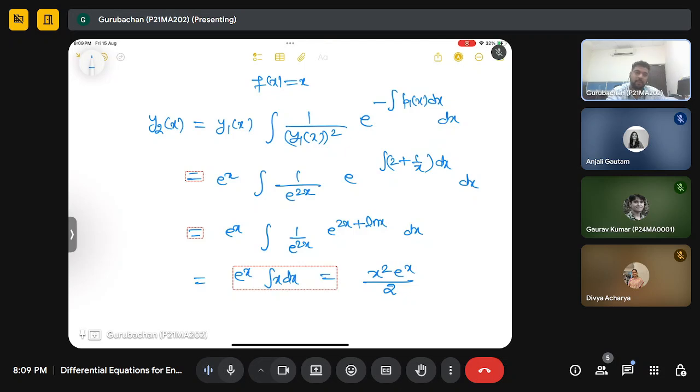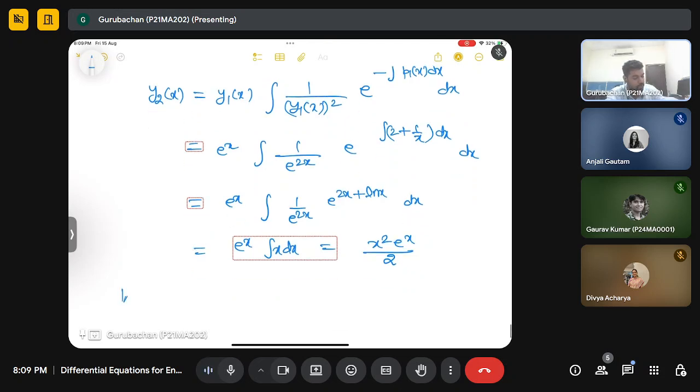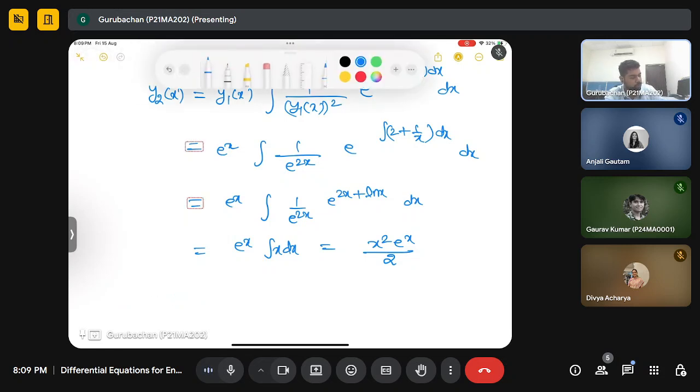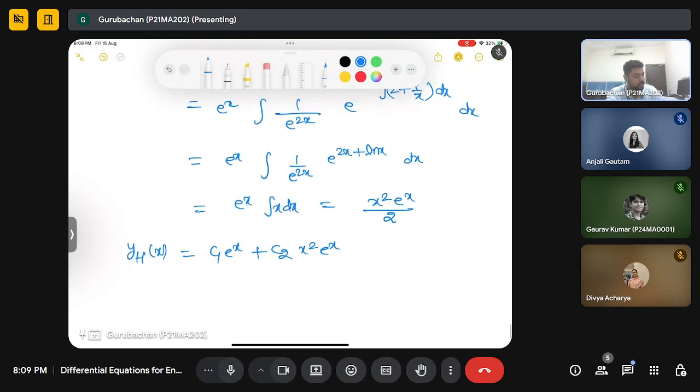Now you need to apply the method of variation of parameters. For that, you should first calculate this Wronskian. So for simplicity, let me write that homogeneous solution first. So the homogeneous solution is C1 e to the power x plus, since it's a constant, I will include this into the C2 x square e to the power x. So we have this y1(x) and y2(x). Now calculate its Wronskian.